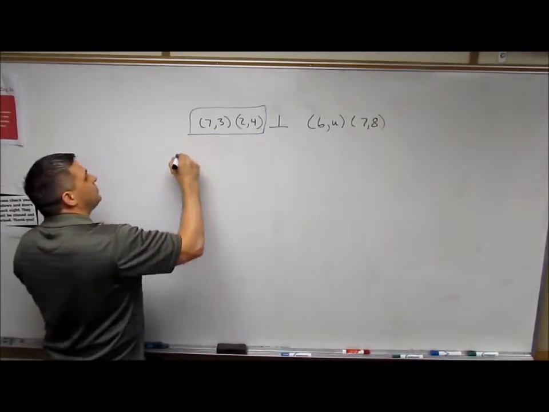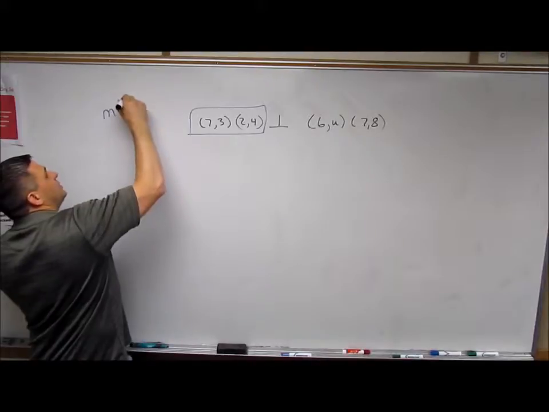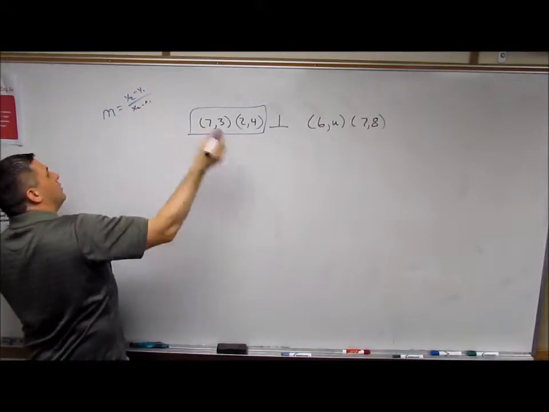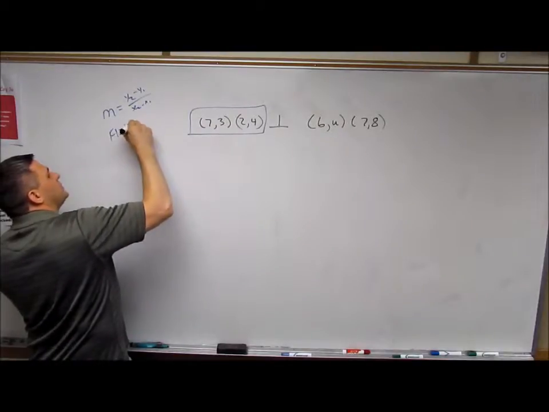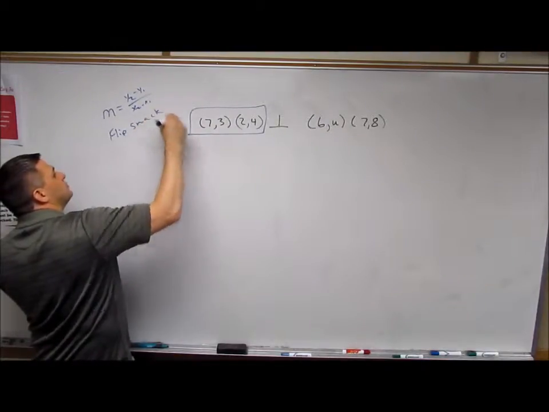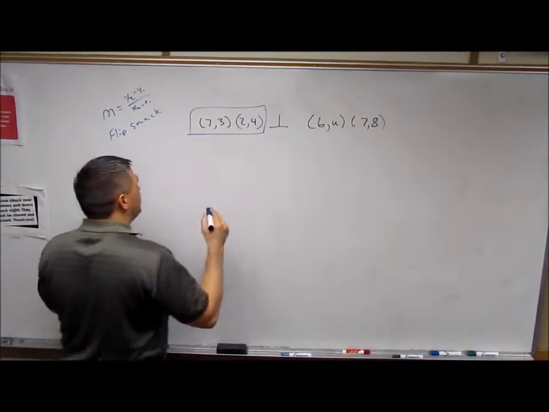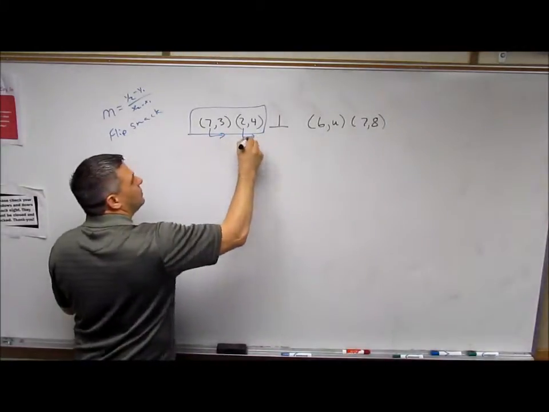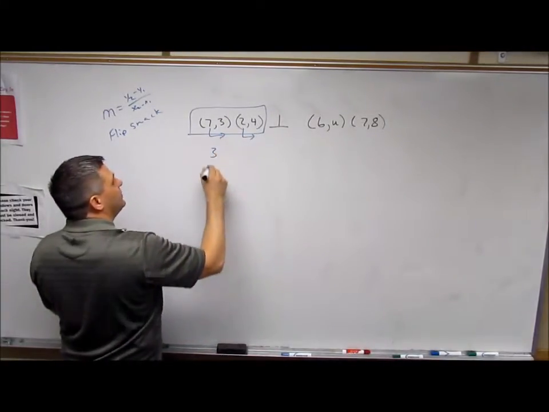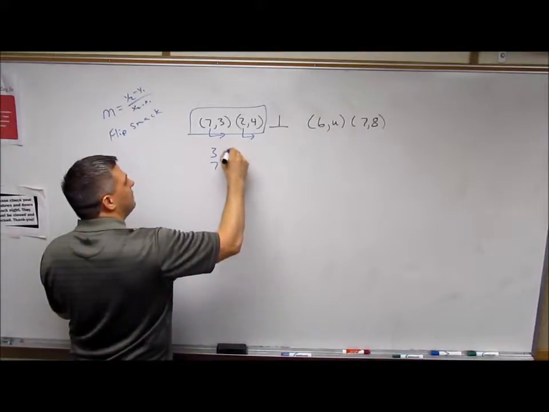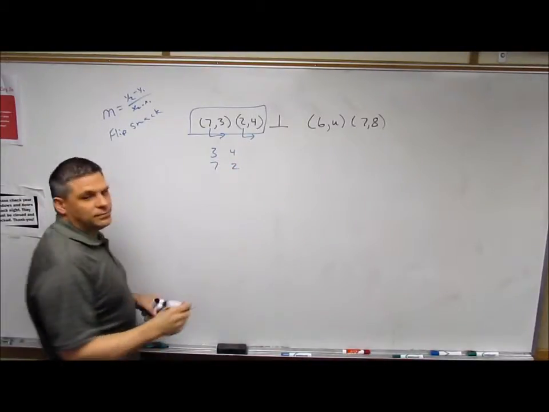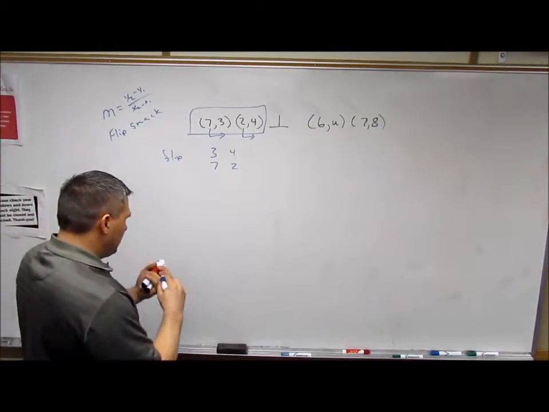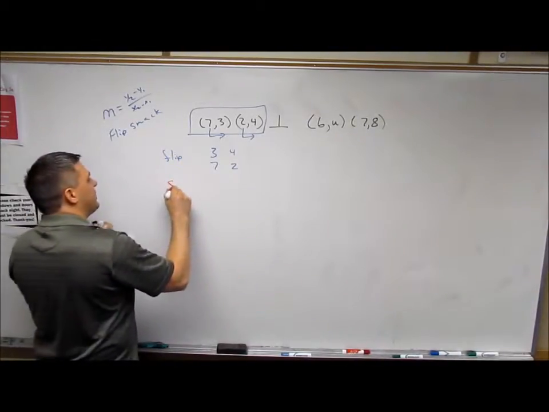Good. So, in other words, m equals y sub 2 minus y sub 1 over x sub 2 minus x sub 1, or just flip it and smack it. So what that means is y is on top, x is down below. So I have 3 over 7 and 4 over 2. That's my flip. And then I smack.